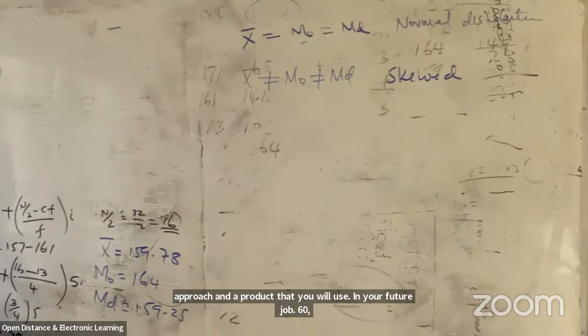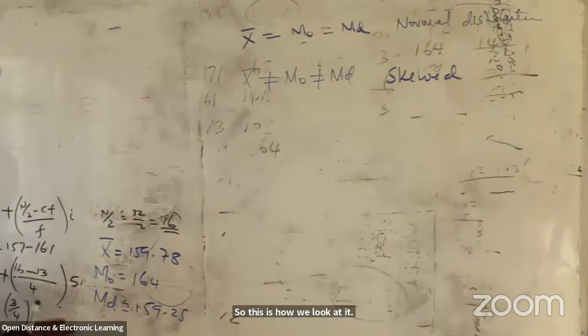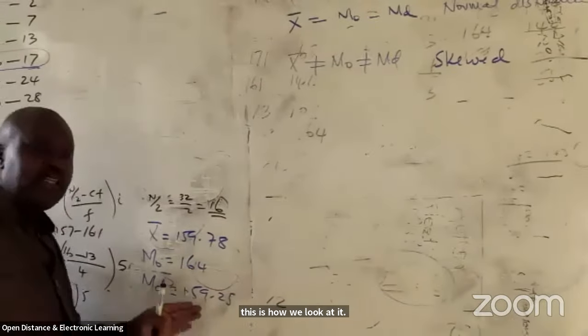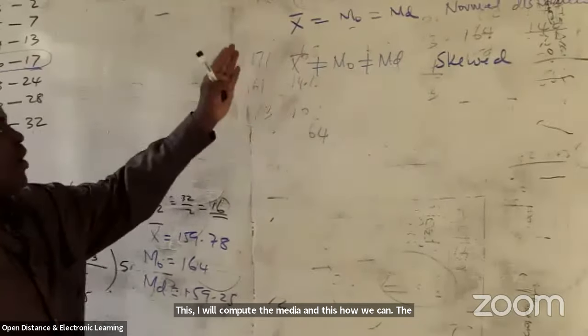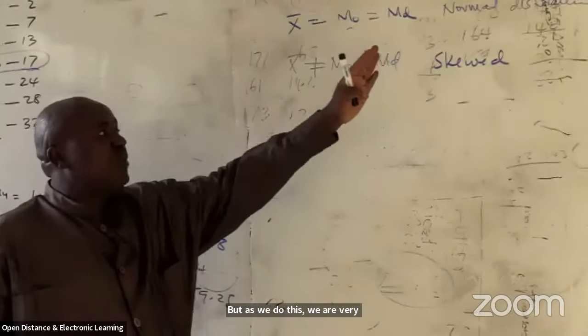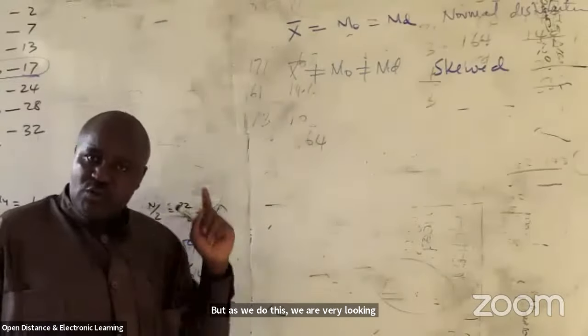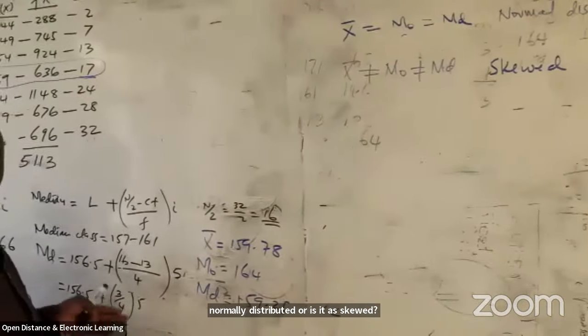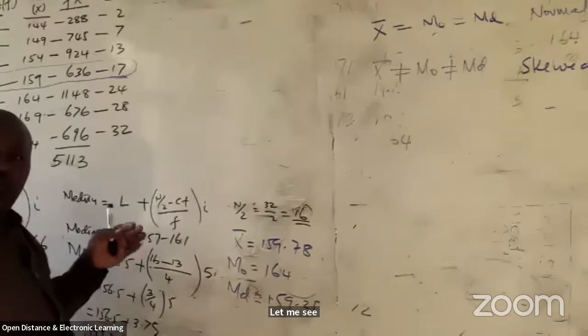This is how we compute the mean, this is how we compute the median, and this is how we compute the mode. As we do this, we are mainly looking at the end result, a comparison of the three. Is it normally distributed or is it a skewed distribution? This is how it is done, and this is what is to be noted.